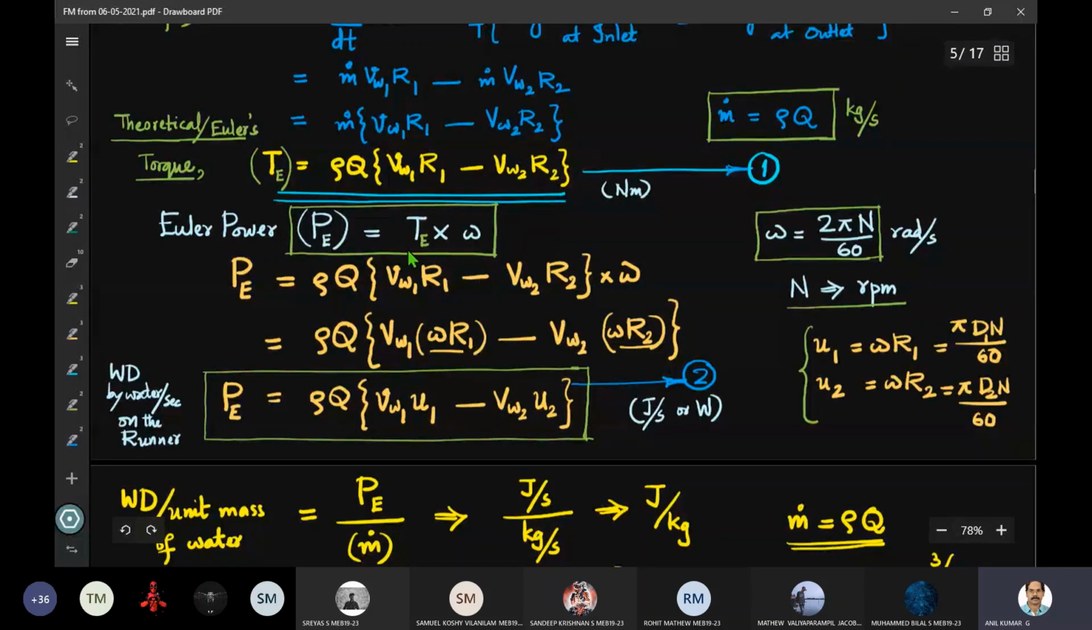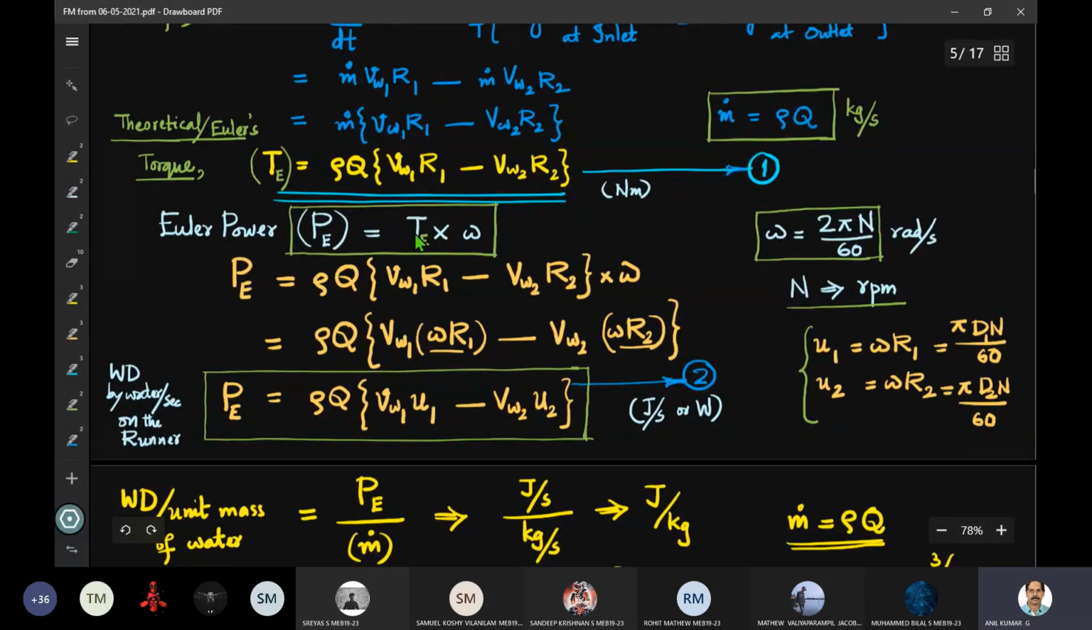So torque multiplied by angular velocity is the power. So Euler's power, which you can represent by P suffix E, is equal to the theoretical Euler torque developed, multiplied by angular velocity. What is angular velocity? If the rotational speed of the wheel or the rotor is n RPM, revolutions per minute, then angular velocity in radian per second is given by 2 pi n by 60.